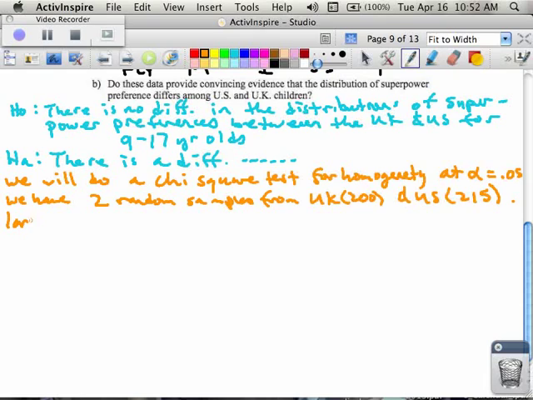For the large sample size, we have to look at all counts. I'm just going to say yes for right now, and I can do that off to the side in a second here. All counts are greater than or equal to 5.